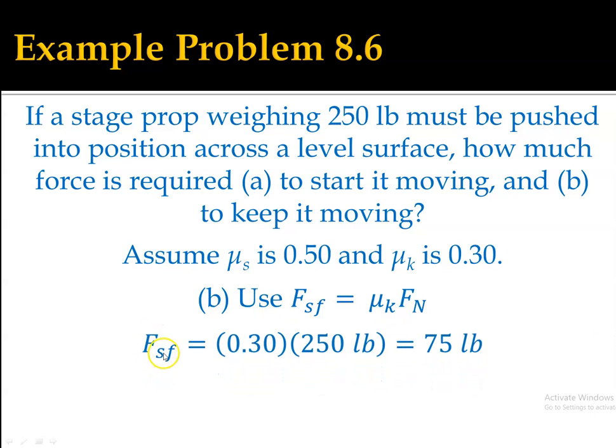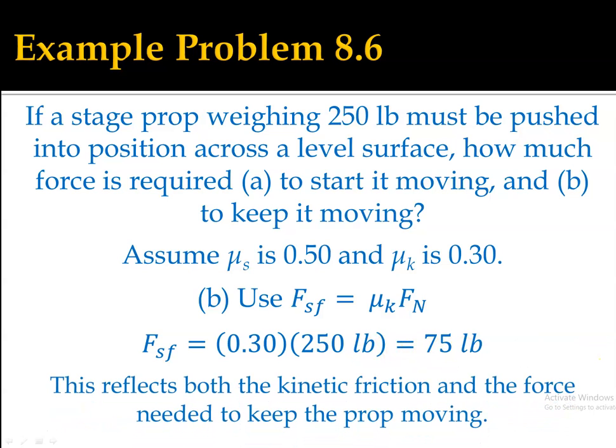So F sub kf equals the coefficient of kinetic friction times the mass of the box, or the weight of the box. And that is 75 pounds. So it takes quite a bit less force to keep the box moving.